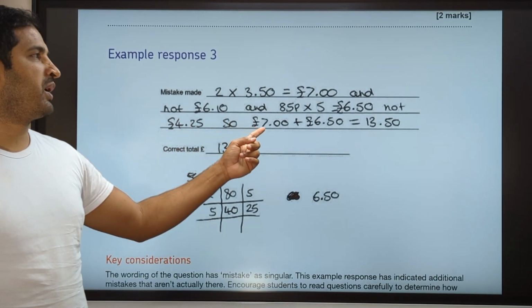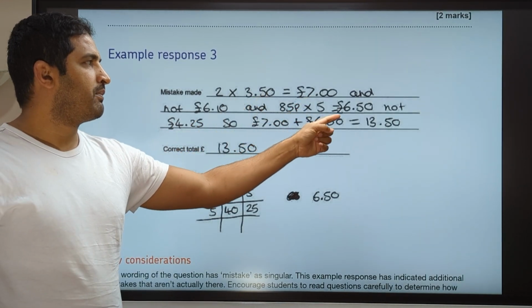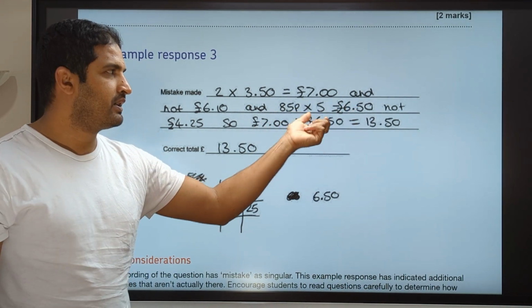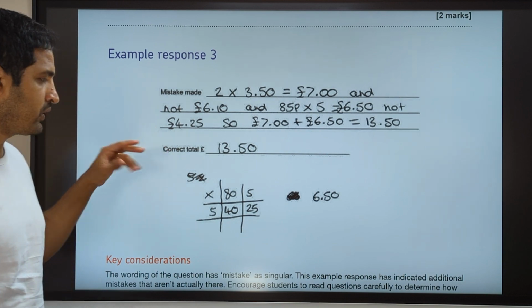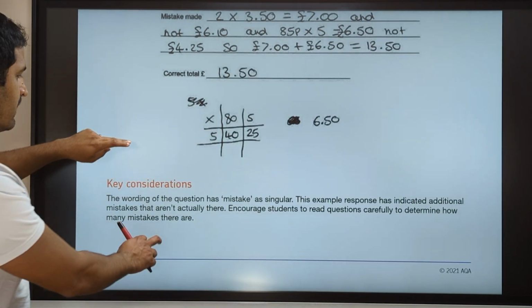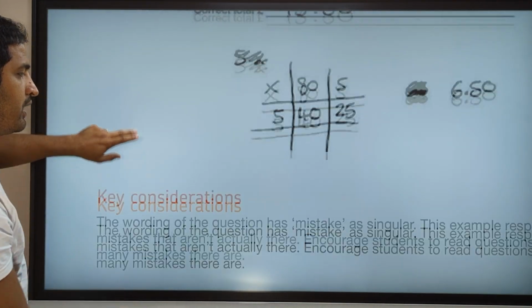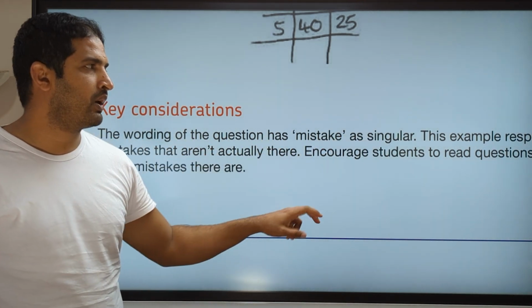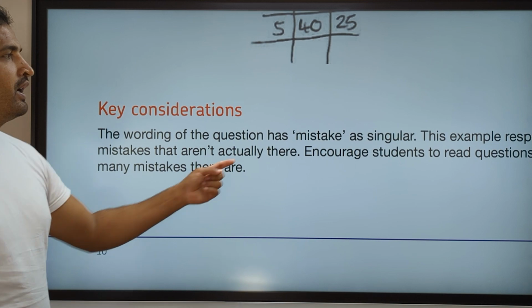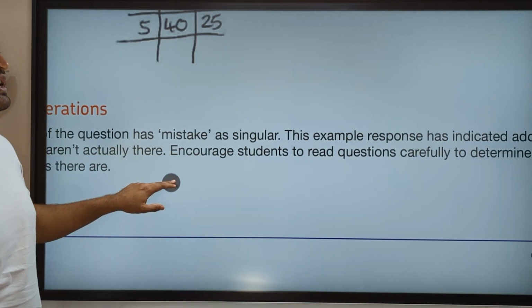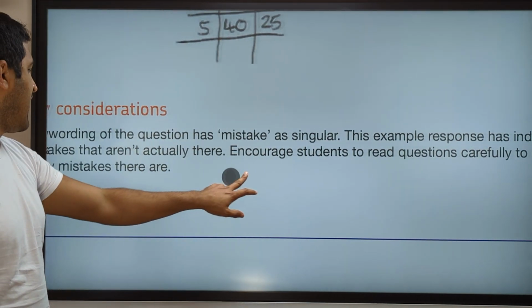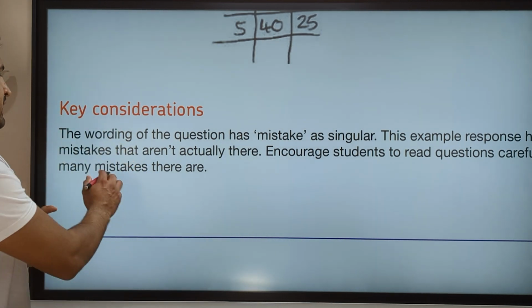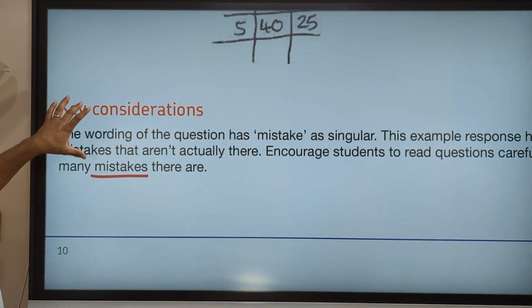Here it would lose 1 mark because they found the mistake, but then they made a mistake. 85 times 5 is not 650. It's still £4.25. Again, focus on the part that says mistake. It's the singular thing. The wording of the question has mistake as a singular word rather than plural. So encourage students to read the questions carefully to determine how many mistakes there are. There was only one mistake and not mistakes.